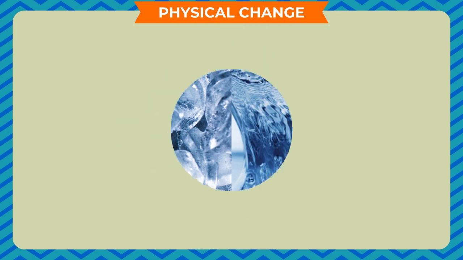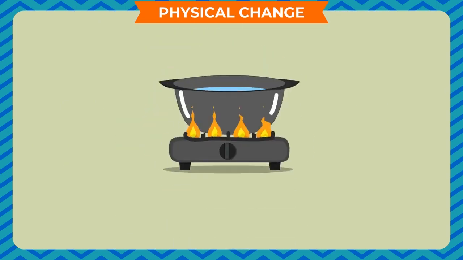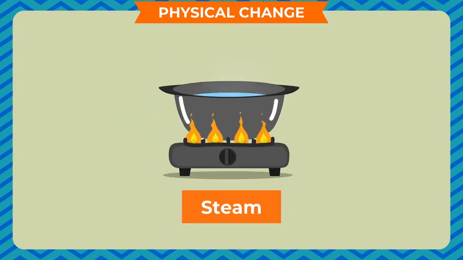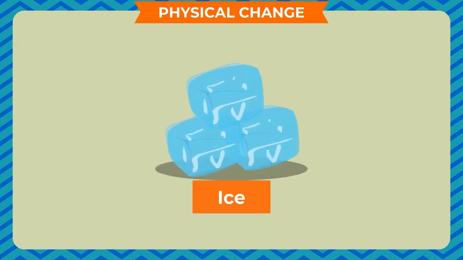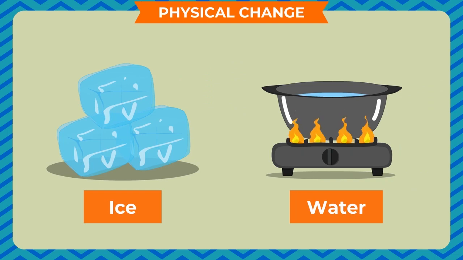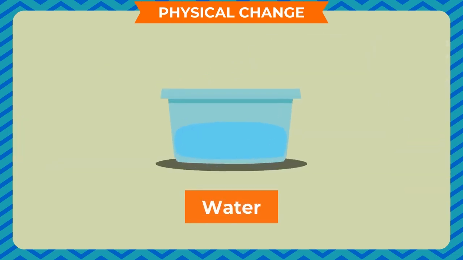For example, water on heating converts into steam and on cooling converts into ice. If ice is heated, it converts into water, and steam on cooling converts into water. Thus, we get water back in its original form.